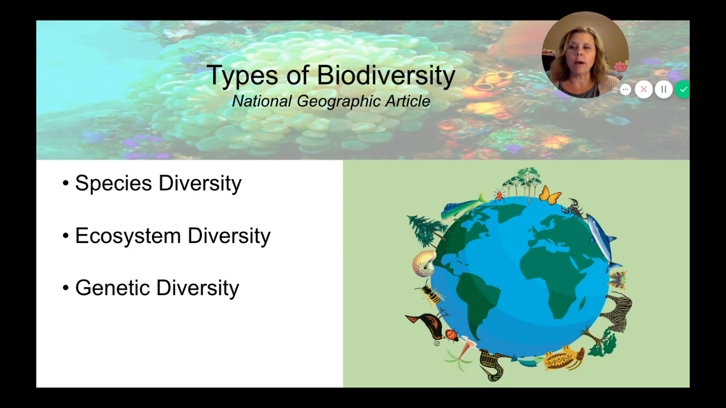The third type of biodiversity listed in the article is genetic diversity. Genetic diversity is defined as the diversity of genes within individuals of the same populations. Take, for instance, a population of black bears in East Tennessee. A genetically diverse population would have lots of variety in the alleles in the gene pool.